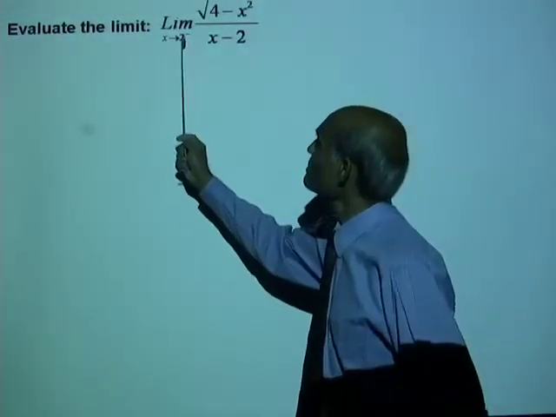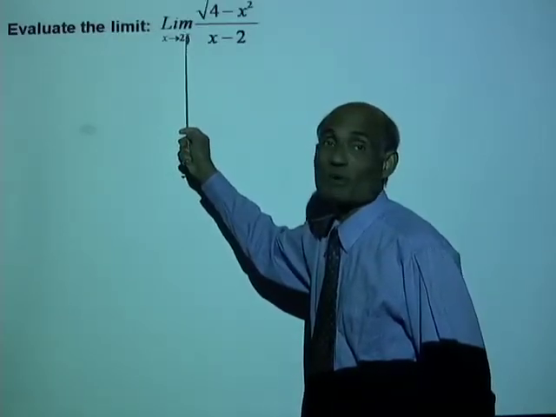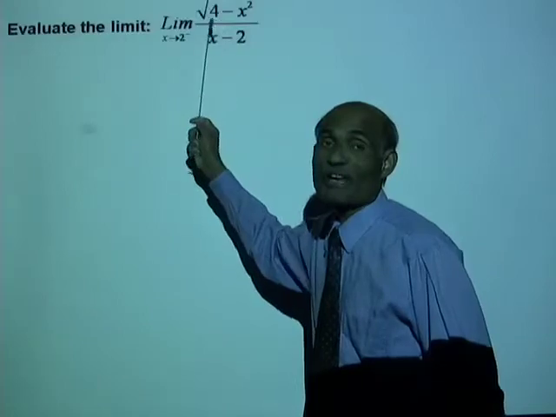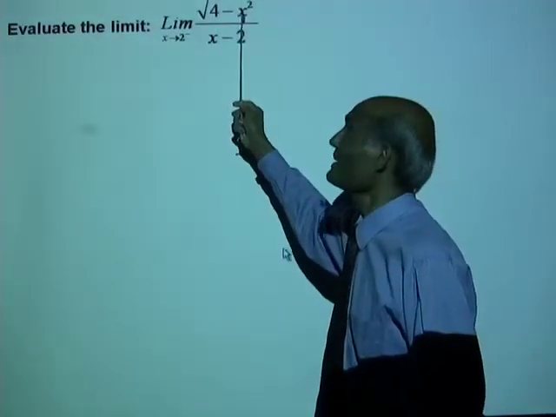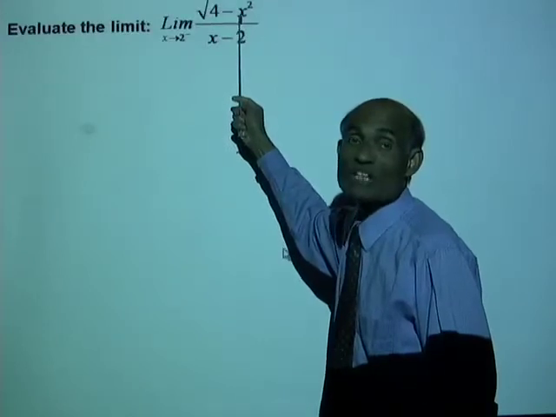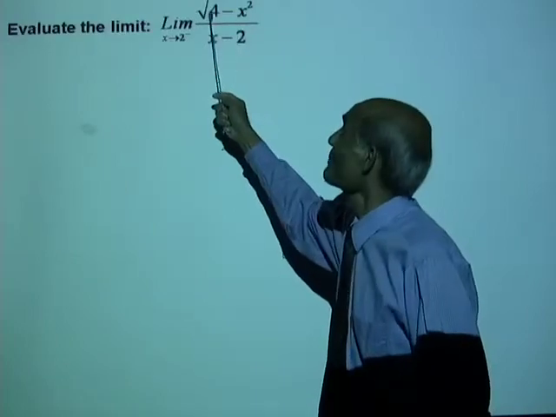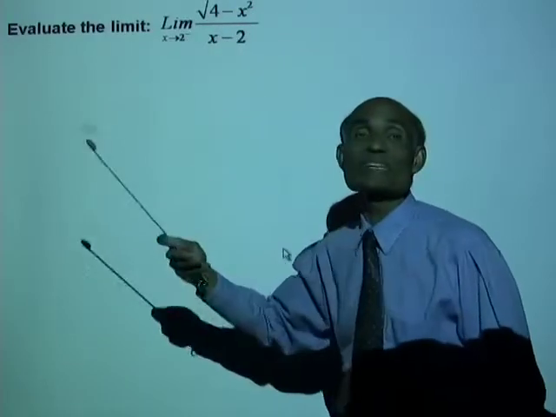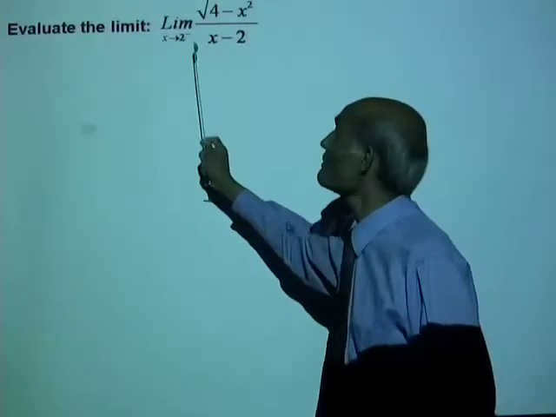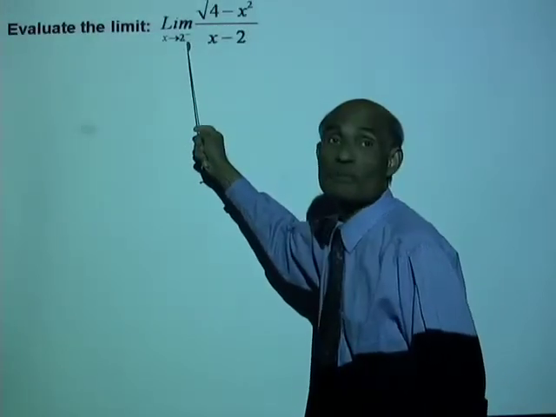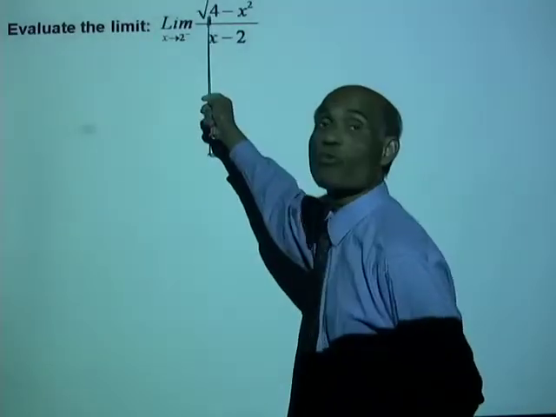But why do we have this limit x approaches 2 from the left? Because x cannot approach 2 from the right. Why not? Because if x approaches 2 from the right, x squared will be greater than 4, and inside the square root you get a negative sign. So this quantity is defined only if x approaches 2 from the left. In other words, x squared has to be less than 4.